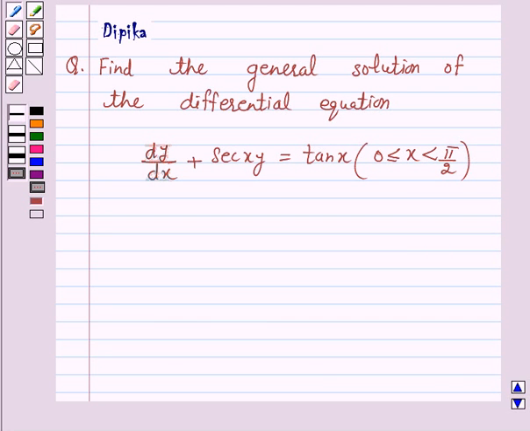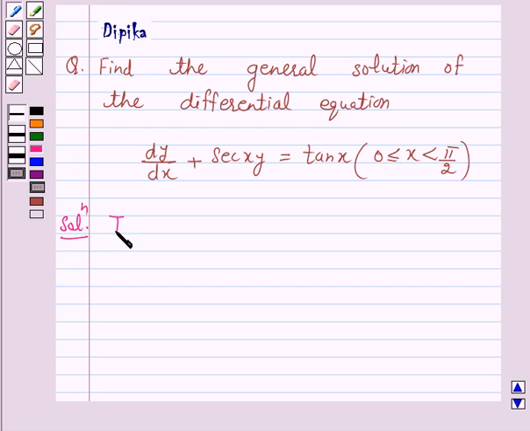I am Deepika here. Let's discuss a question which says: find the general solution of the differential equation dy by dx plus secant x y is equal to tan x, 0 is less than or equal to x is less than pi by 2. So let's start the solution.